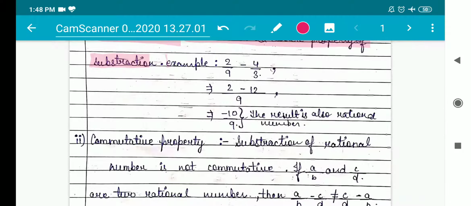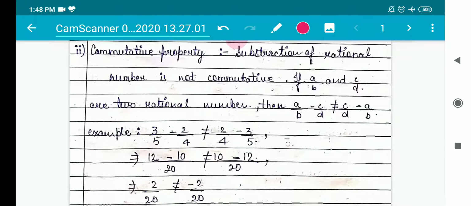One example is given: 2/9 minus 4/3. We take the LCM, that is 9, and we get the result, that is minus 10/9. The result that we got is also a rational number.